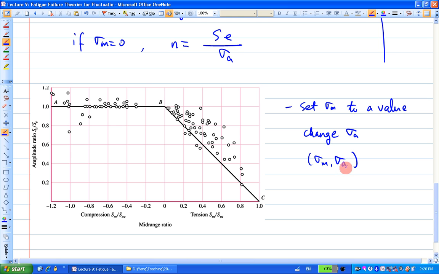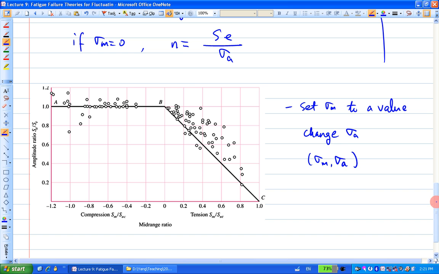That makes sense, right? So then you plot all of these different situations, different combinations of sigma m and sigma a, into this diagram. But this diagram is scaled using what they call S_M, S_A. I'll explain this here. So if you change this to sigma m over S_UT and sigma a over S_E, that's basically all the dots there. So the dots essentially represent a pair of values at which you have this boundary of 10 to the power 6 failure.